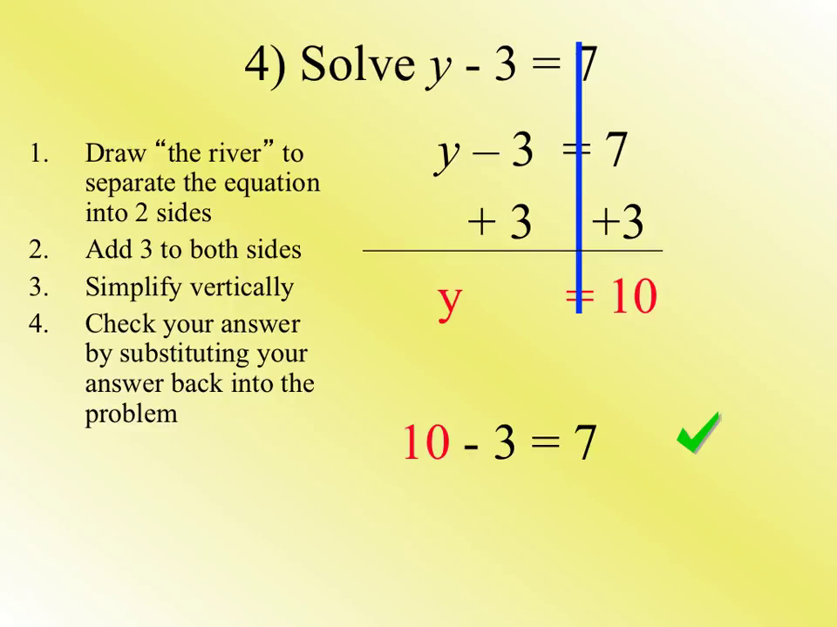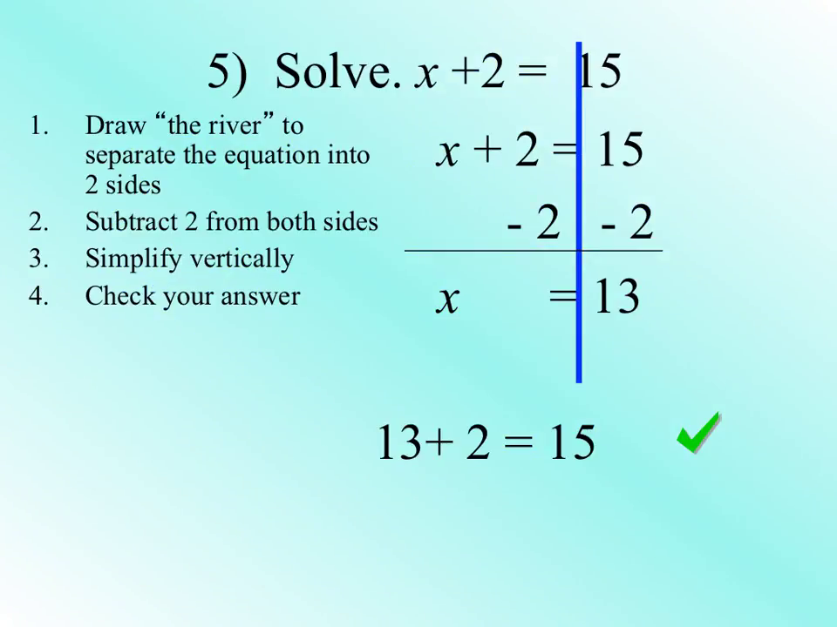Okay, let's do this one. Okay, y minus 3 equals 7. Again, this is a subtraction problem, so we need to add 3 to both sides. Y is going to equal 10. 10 minus 3 equals 7. That is correct.